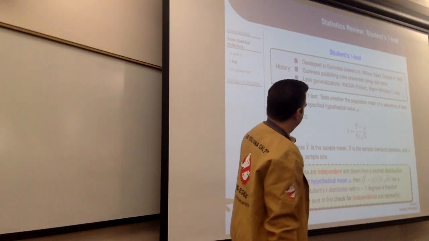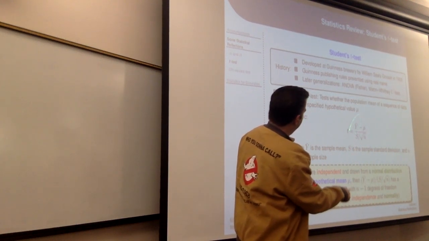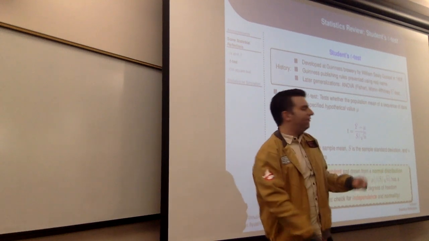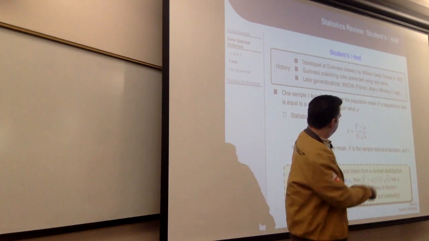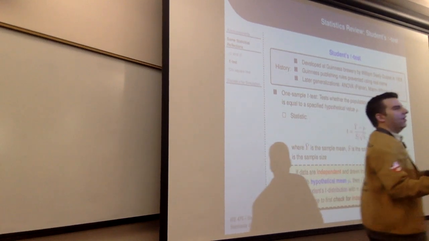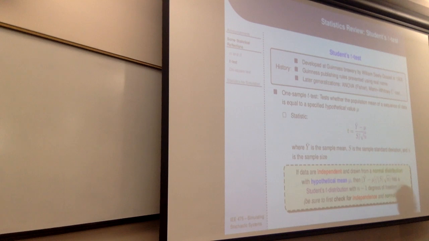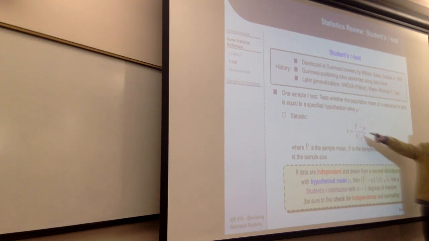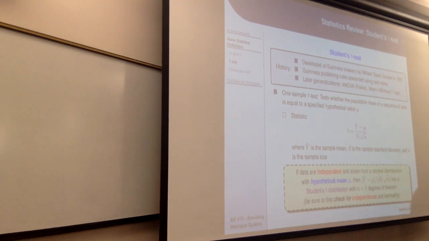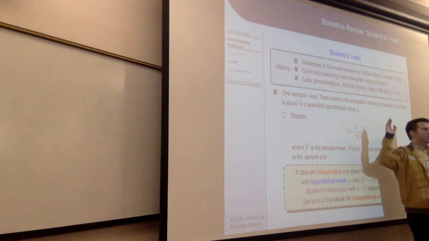And so the idea here is if the data that go into the y here are independent and drawn from a normal, so that's important, with a hypothetical mean, mu, then this statistic will fall along a student t's distribution with n-1 degrees of freedom, and we'll see what that means here in a second. And so before we can do any of this, we really need to make sure that y are independent and normally distributed. Now the independence we usually get for free because we design an experiment where there is no way that our samples will communicate with each other.